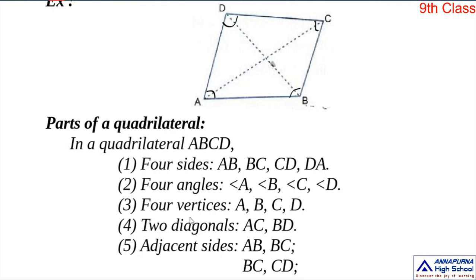Next, third one, four vertices. Point A, point B, point C, point D are four vertices.